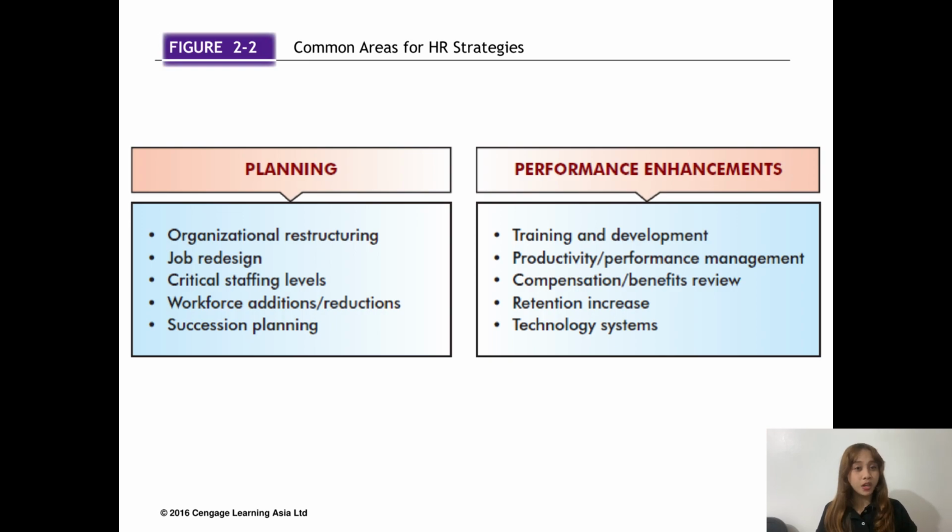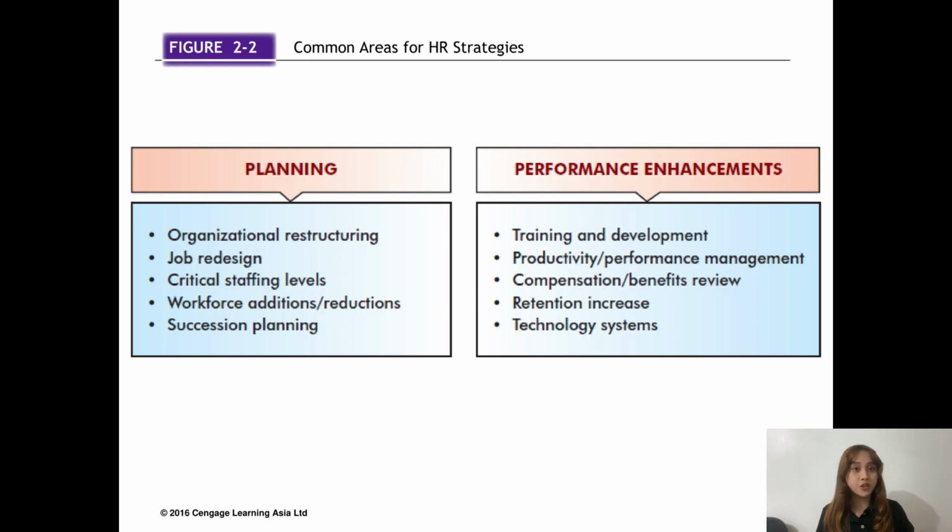So now let's find out what are the common areas for HR strategies, followed by the sets of HR functions. The first area is planning. Under this is the organizational restructuring, job redesign, critical staffing levels, workforce additions or reductions, and lastly, the succession planning. The second area is the performance enhancement, which includes training and development, productivity or performance management, compensation or benefits review, retention increase, and lastly, technology systems.